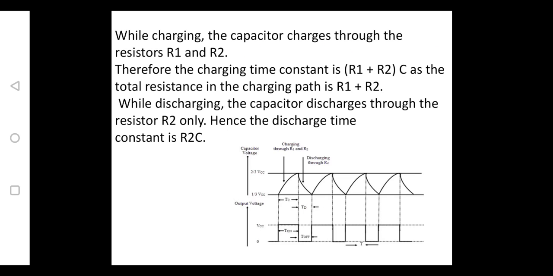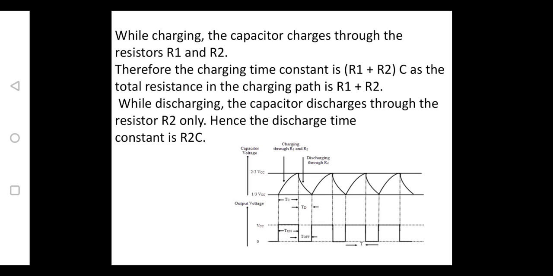That is the reason an astable multivibrator is also called a free running multivibrator. Without applying any external voltage, it is automatically changing its state. So while charging, the capacitor is charging through both the resistances R1 and R2. The charging time is R1 plus R2 into C, whereas the discharging time is R2 into C.